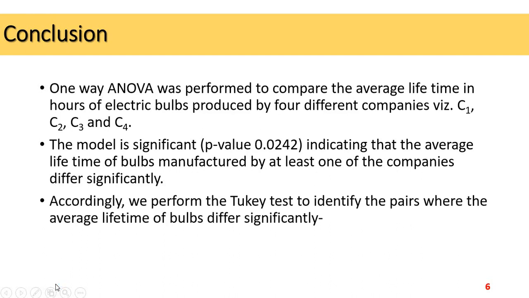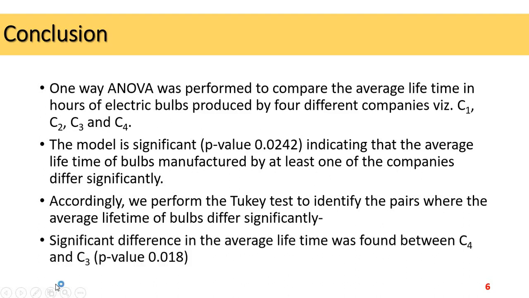And then accordingly we performed the Tukey test, and when we performed the Tukey test, we found that the lifetime of bulbs manufactured by company 4 and company 3 differ significantly with a P value of less than 0.05, that is 0.018. So this is how we conclude the outcome of the ANOVA exercise that we have done. So this is how we perform a complete exercise on one-way ANOVA. Next we step forward to see how we can perform two-way ANOVA in R.